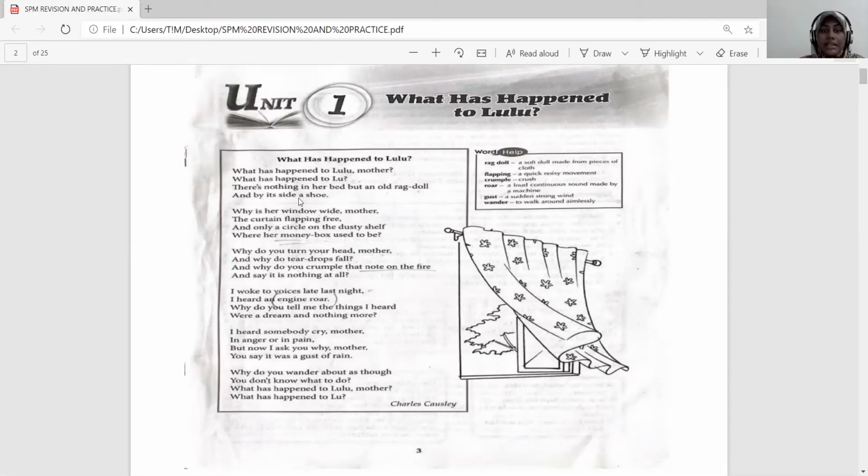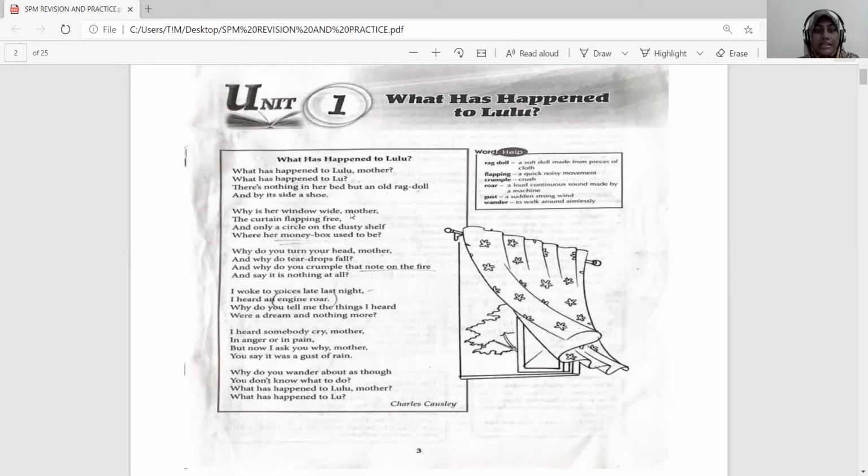Then there's nothing in her bed but an old rag doll and by its side a shoe. Okay, so there's only one shoe and an old rag doll, which shows that Lulu doesn't need the doll anymore. She's a grown up girl now, right? So nothing else was left, only the doll and the shoe, which suggests that the sister may have been in a hurry, so she forgot to bring her shoe with her.